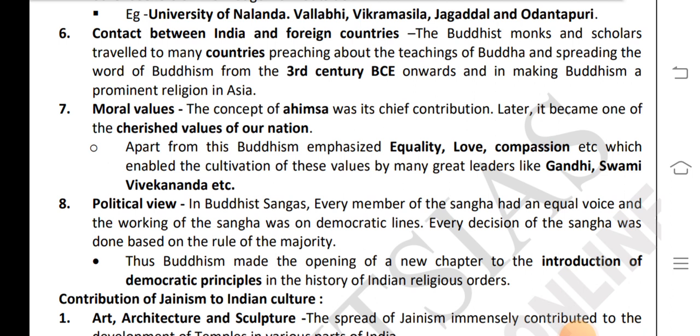Moral value. The concept of ahimsa was its chief contribution. Later it became one of the cherished values of our nation. Apart from this, Buddhism emphasized equality, love, compassion, etc., which enabled the cultivation of those values by many great leaders like Gandhi, Swami Vivekananda, etc.